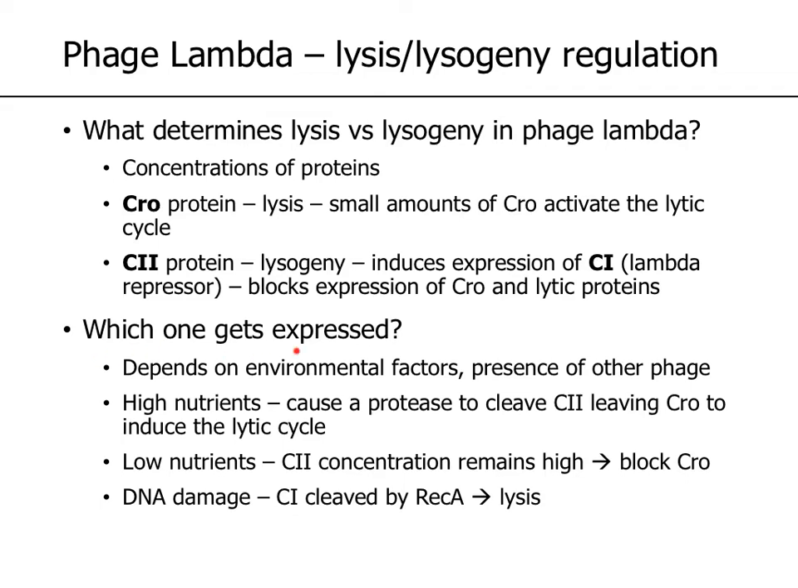So which one gets expressed? That depends on many things. It depends on the environmental factors that the cell is experiencing, the presence of other phage. Just some examples: high nutrients will cause a protease within the cell to cleave the C2. If C2 is cleaved, then you're going to leave the CRO protein around, and that will induce the lytic cycle. In low nutrients, C2 concentration remains high, and so this continues to block CRO, and so you get lysogeny.